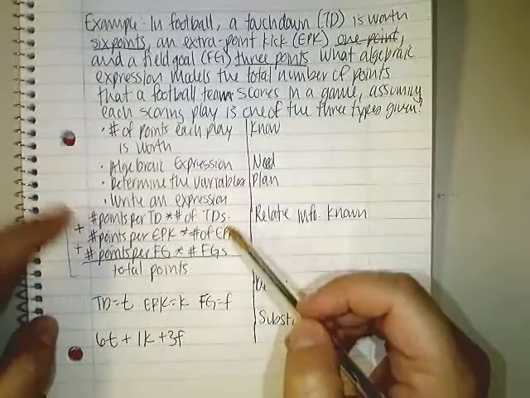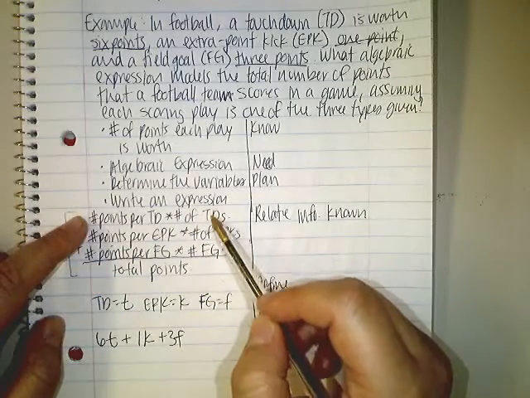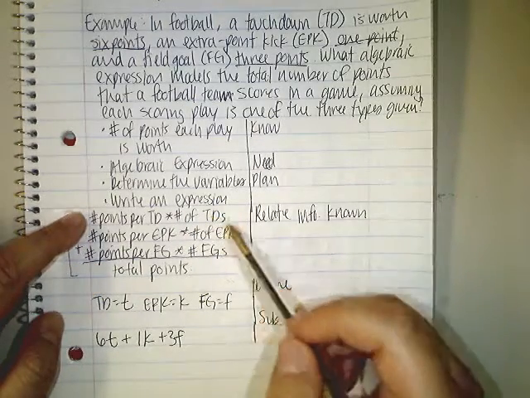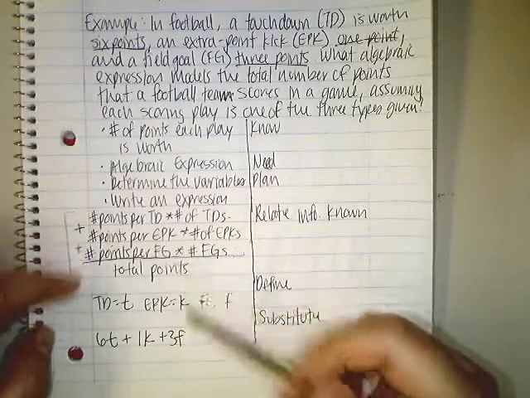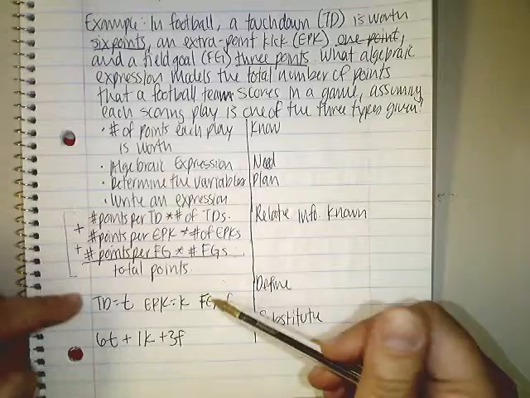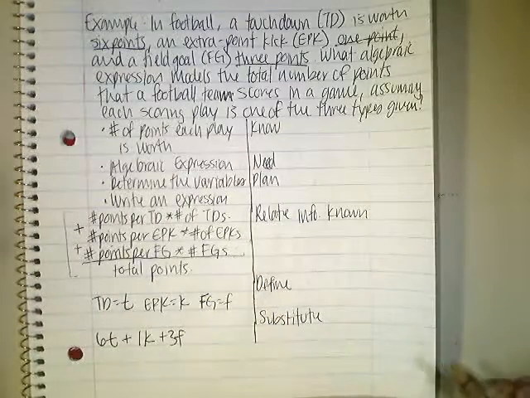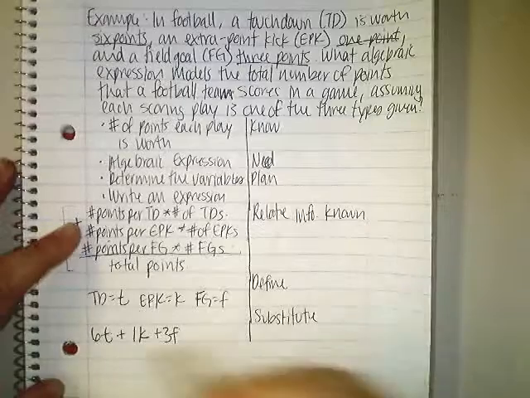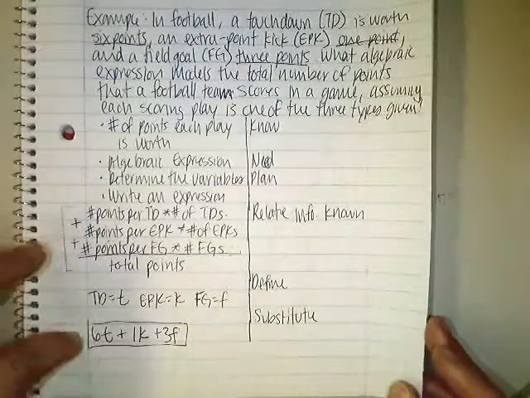So all I did was break down what I already knew. So I get the total number of points by multiplying the number of touchdowns by the number of points per touchdown, and same for EPKs and FGs. Add them all up and I get my total points for the game. Then I just substitute in variables for each of my unknowns, and I have my algebraic expression. All right, so that's all for that. Make sure you write down questions on this.